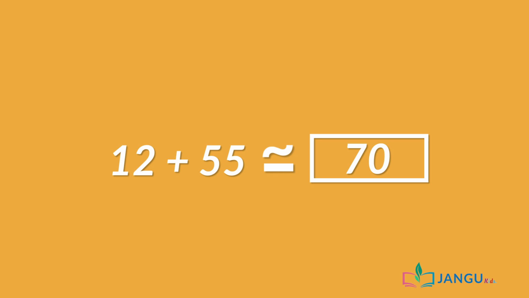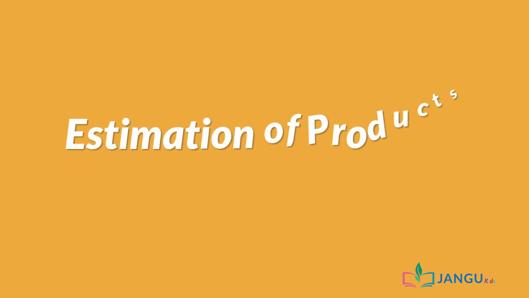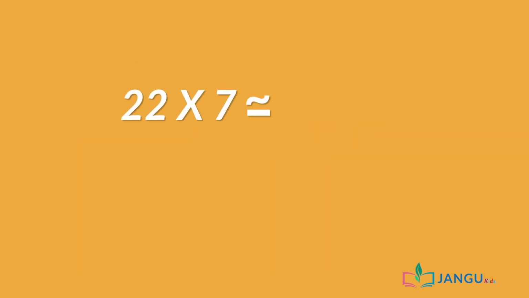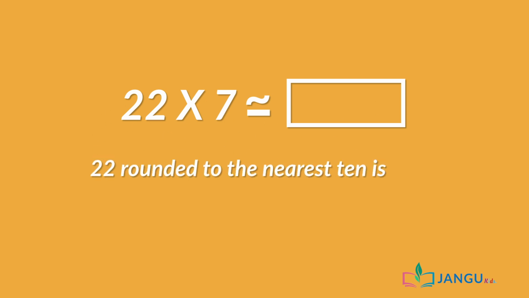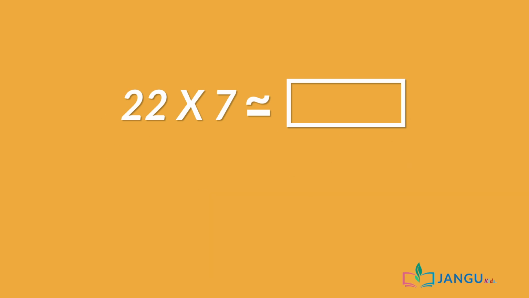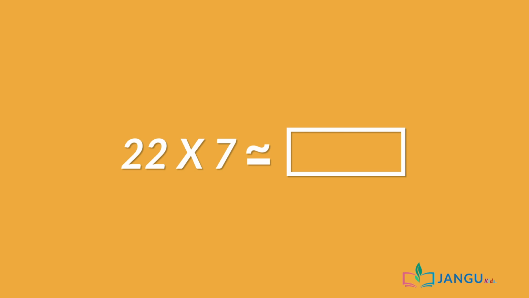The good part, we can still use the same approach to estimate products of numbers. I'll show you an example. What is the estimated product of 22 times 7? 22 rounded to the nearest 10 is 20, while 7 rounded to the nearest 10 is 10. 20 times 10 is 200. Therefore, 22 times 7 is approximately equal to 200.